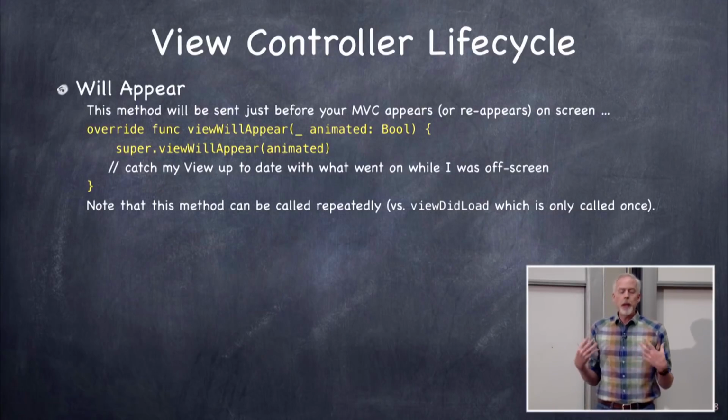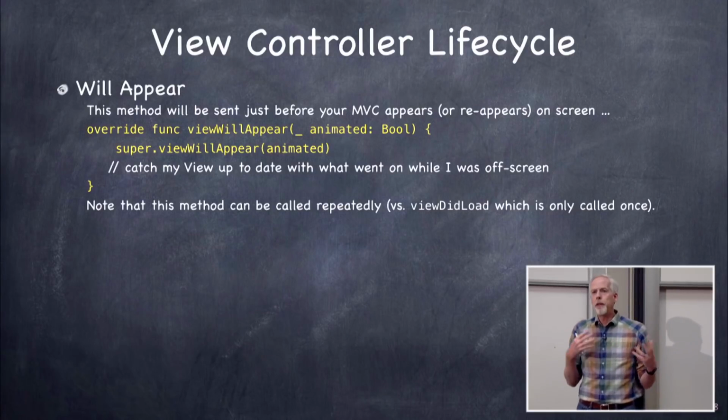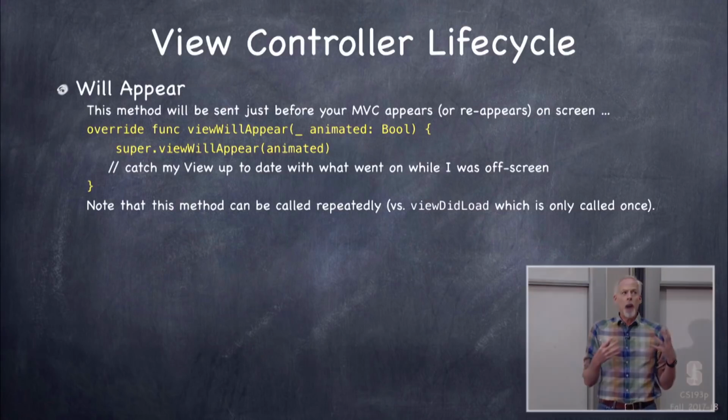So this is really a place to load up your view with all the information from your model, especially if your model can change. Like let's say your model is a network database. Other people are editing it, so it can change. So here's where you'd want to get up to date. Because when your view is not on screen, you don't want your view controller to be doing much work. It just wants to sit there quietly, and then when it's time to come back, it does its little setup in here.